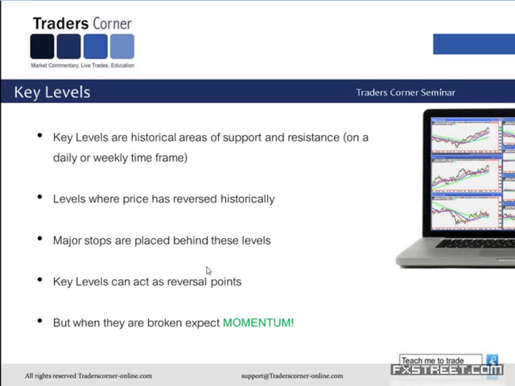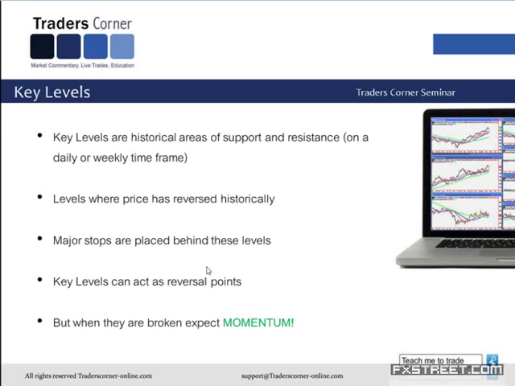Now key levels are historical levels of support and resistance you can find on a daily or a weekly chart. Yes, you can have your support and resistance on the shorter term time frames, and I trade off them a lot. But my big levels, the levels I definitely don't want to be trading into, are going to be my key levels. They're levels where the price has reversed historically, and not just meandered around there. I'm talking about reversed in a big manner. So it hasn't just come down there and consolidated and broken through. It's come down to that level and it's reversed at that level.